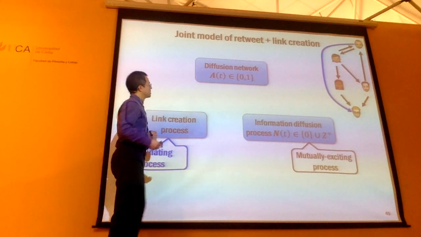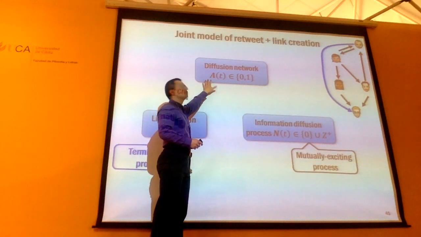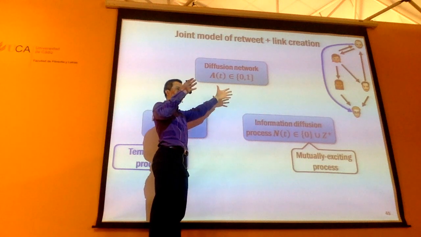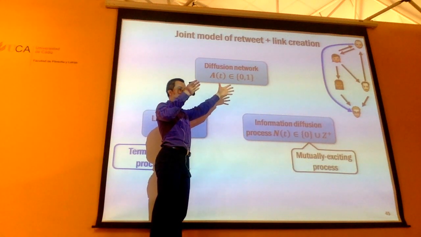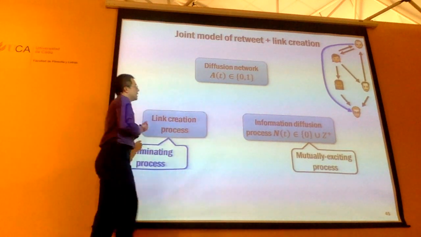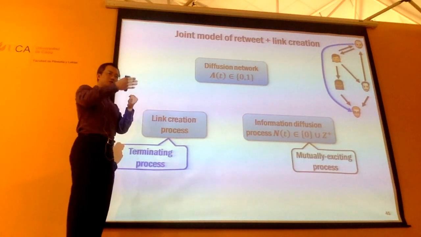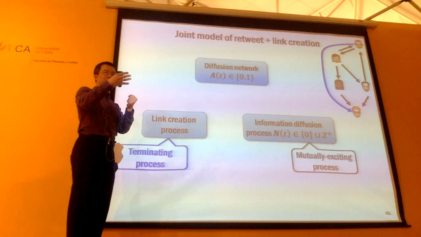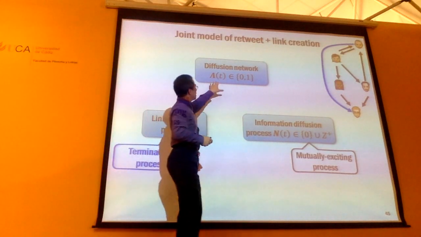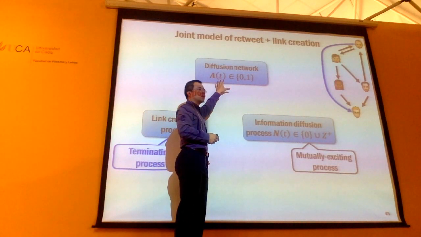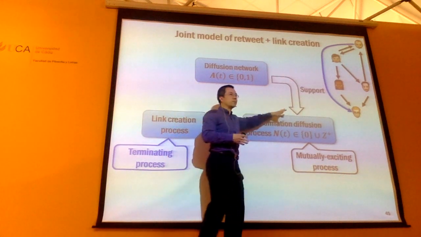you have actually three parts. The first thing is this diffusion network. Right? It's just an adjacency matrix, which at each particular time point is going to be recording either 0 or 1. Right? It's going to change over time because we will have a new edge being created. And then once you have this particular adjacency matrix, it's going to support this information diffusion process.